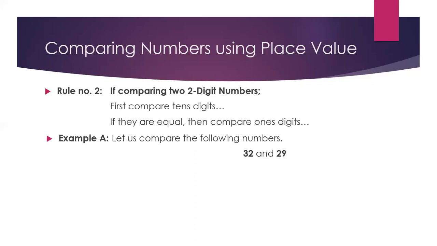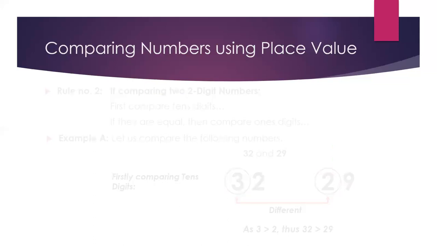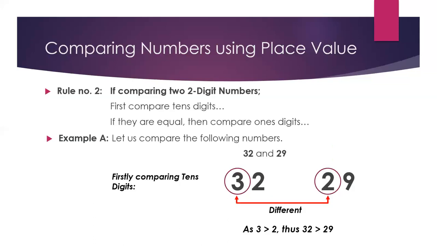We have two numbers, 32 and 29. Firstly, compare the tens digit values. Tell me which digit is at the tens place in the number 32. In 32, the digit 3 is at the tens place. Similarly, in 29, which digit is at the tens place? 2. As we are comparing their tens digit values, 3 is greater than 2. So we can say that 32 is greater than 29.